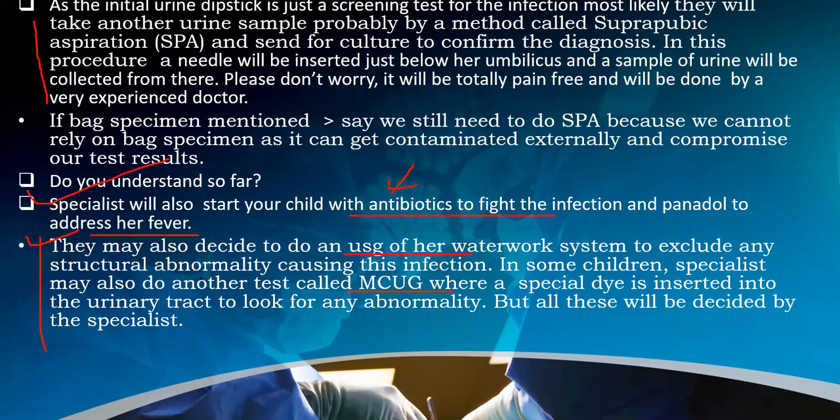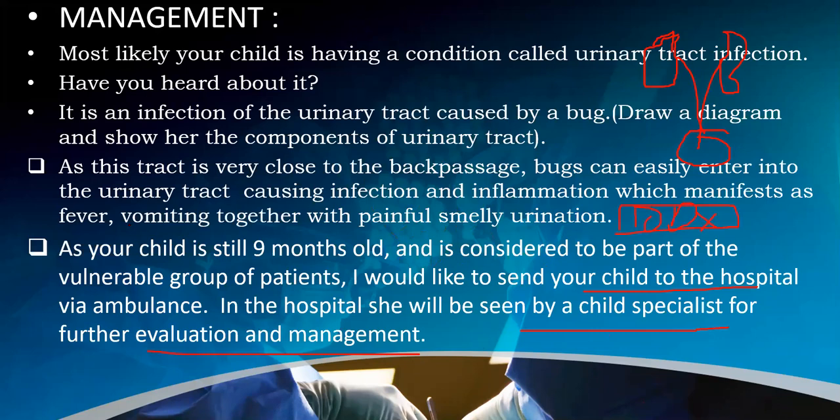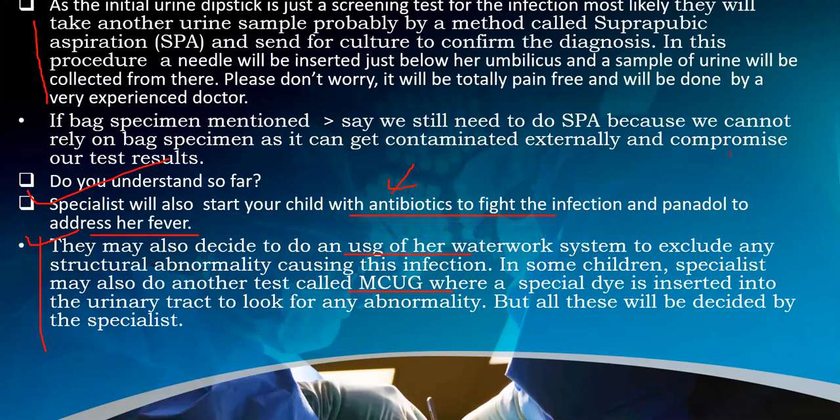Clear, guys? So this is the management of UTI. Always start in this way. Send the child to the hospital if it's a GP setting. Then say that she will be admitted to the hospital and seen by the child specialist. They might do the suprapubic aspiration. They will start with antibiotics.